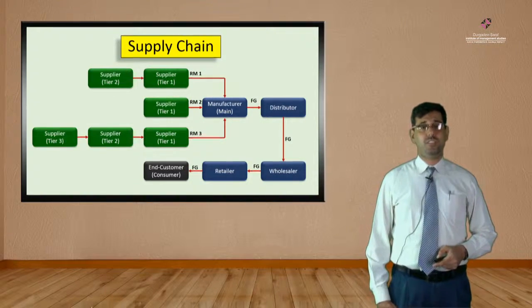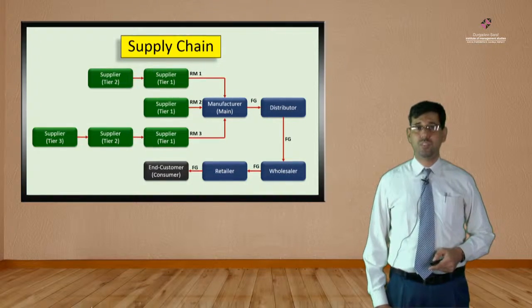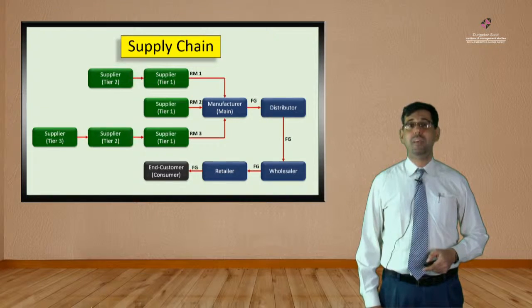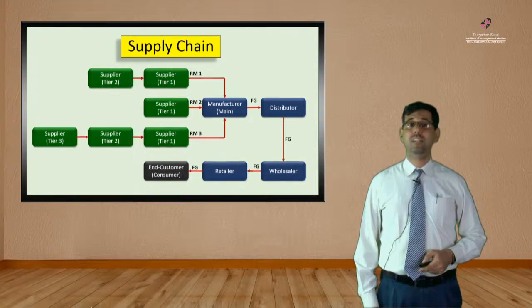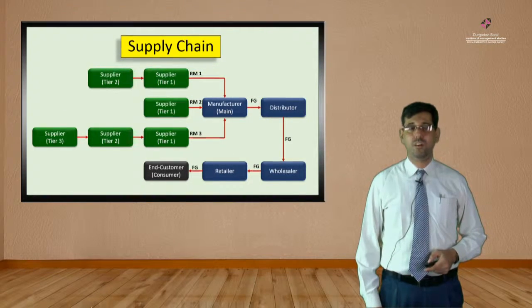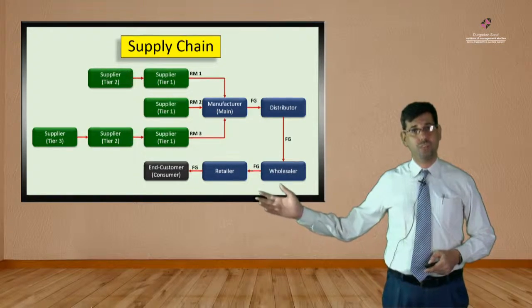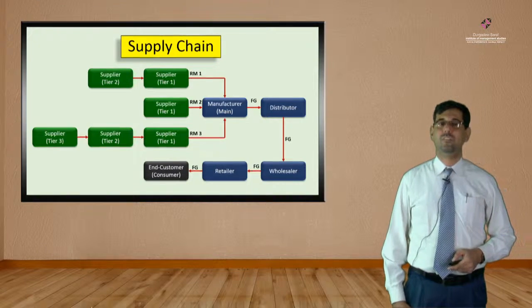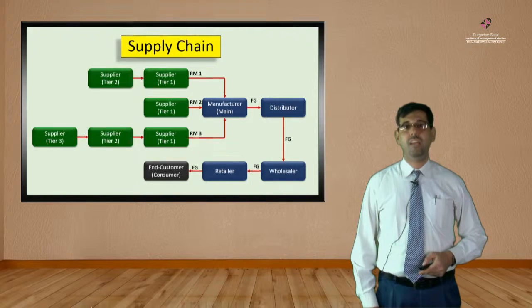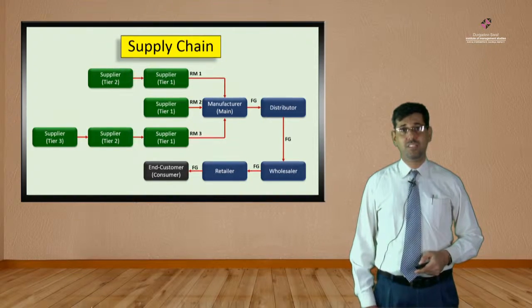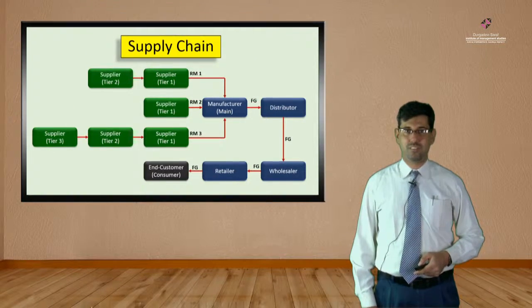In case of a product such as a biscuit, the manufacturer sells his goods to a distributor. The distributor might be at state level or even at regional level. The distributor sells his products to a wholesaler who might be at district level. The wholesaler sells his goods to retailers, as this diagram shows. And it is in the end that the retailer sells these biscuits to the end customer. The end customer is the actual consumer, the person who consumes the product.